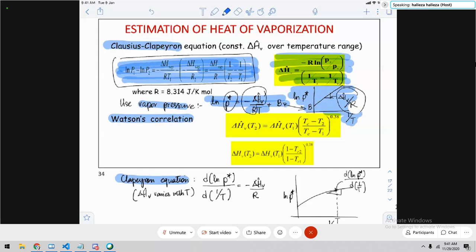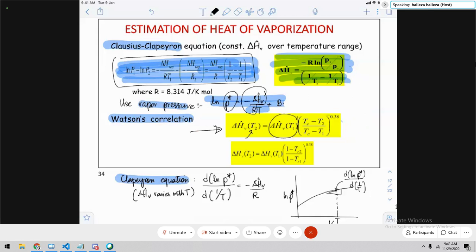So the Watson equation is useful when you have one known value of latent heat at the temperature T1. When you know the latent heat at T1, but you need the value at a different temperature, you use the Watson equation. To the power of 0.38. Let me tidy up because I don't want to be messy. This is your Watson equation.